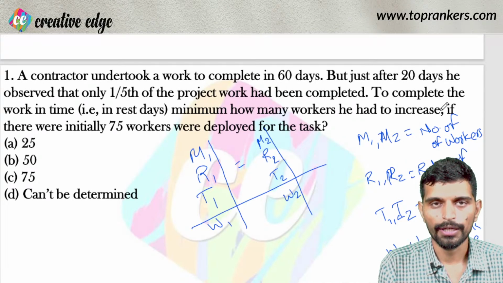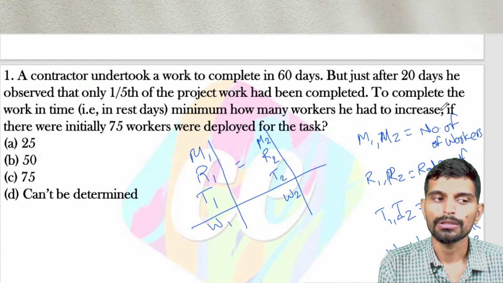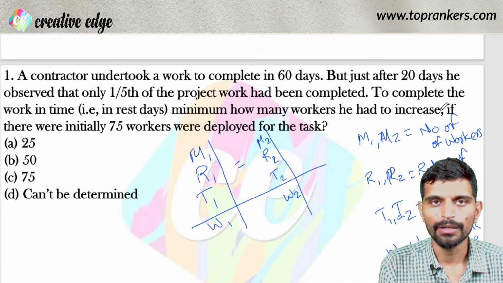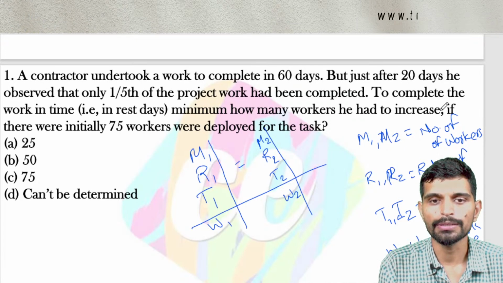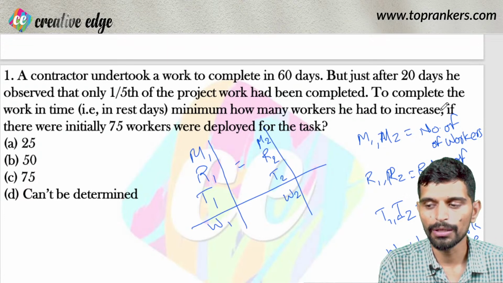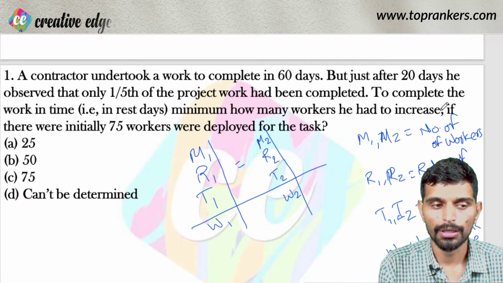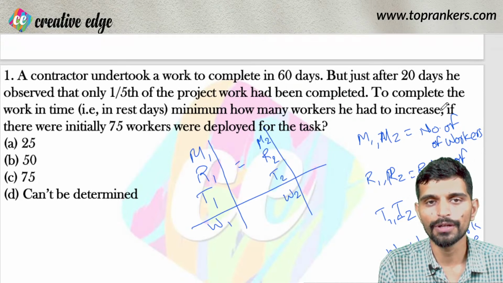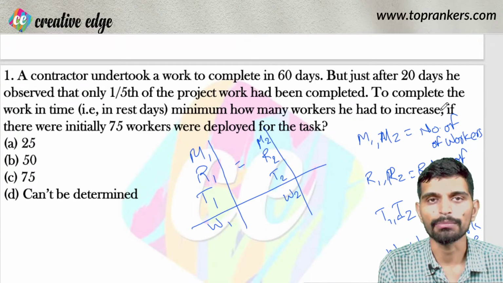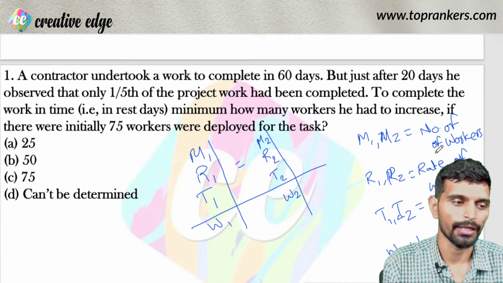So here what we are given is the contractor wants to get the work completed in 60 days, and as per his calculation he employed 75 workers, but what he observed in reality is after 20 days the work done was 1/5. As per his opinion the work done should be 1/3, but it is not happening here, so he needs to increase the workers so that the work can be completed in the estimated time, that is the remaining time of 40 days, right here.